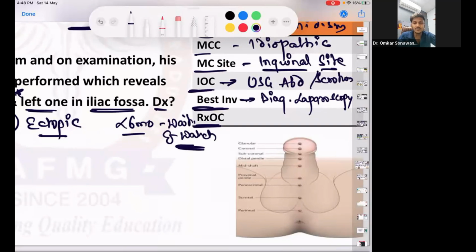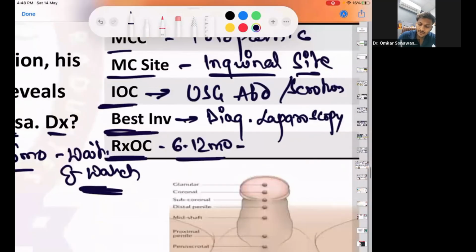And if the child is more than 6 months of age, the usual time to perform the surgery is between 6 to 12 months. The surgery performed is usually orchidopexy. Orchido means testis, pexy means fixation. So the testis is fixed in its normal position in the scrotal sac. That is orchidopexy.